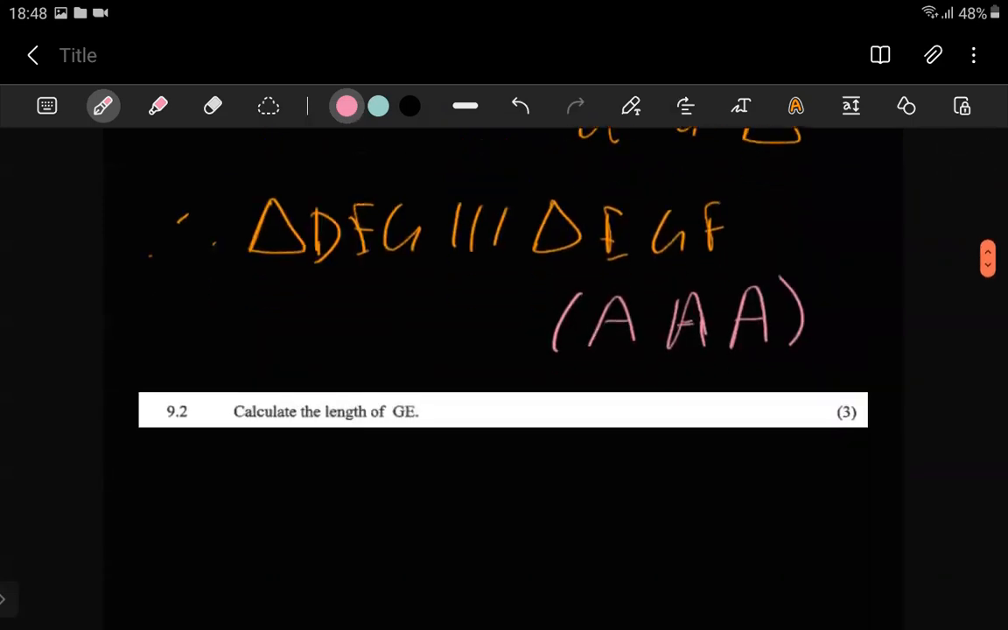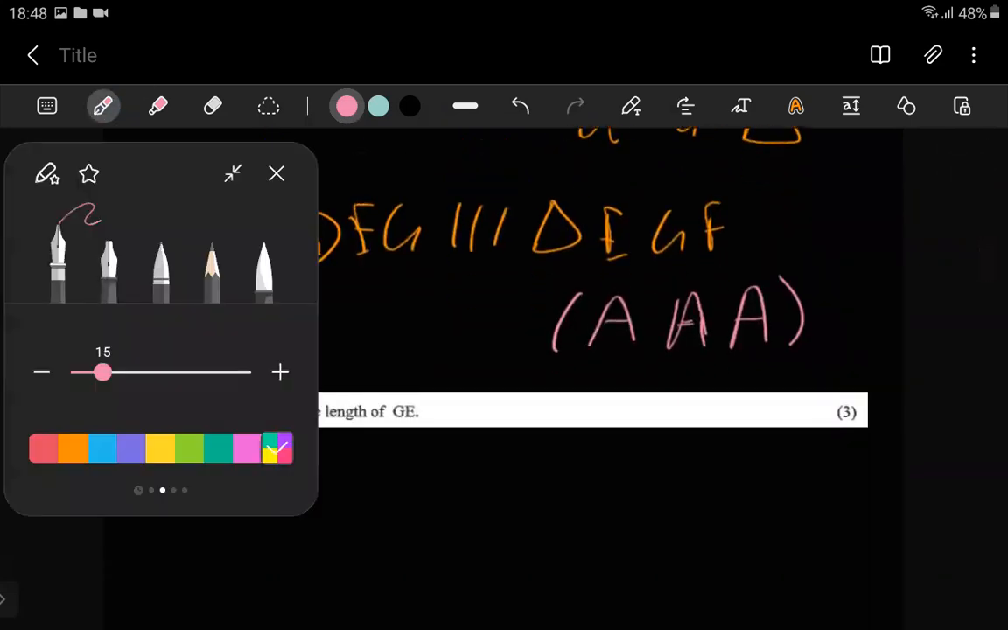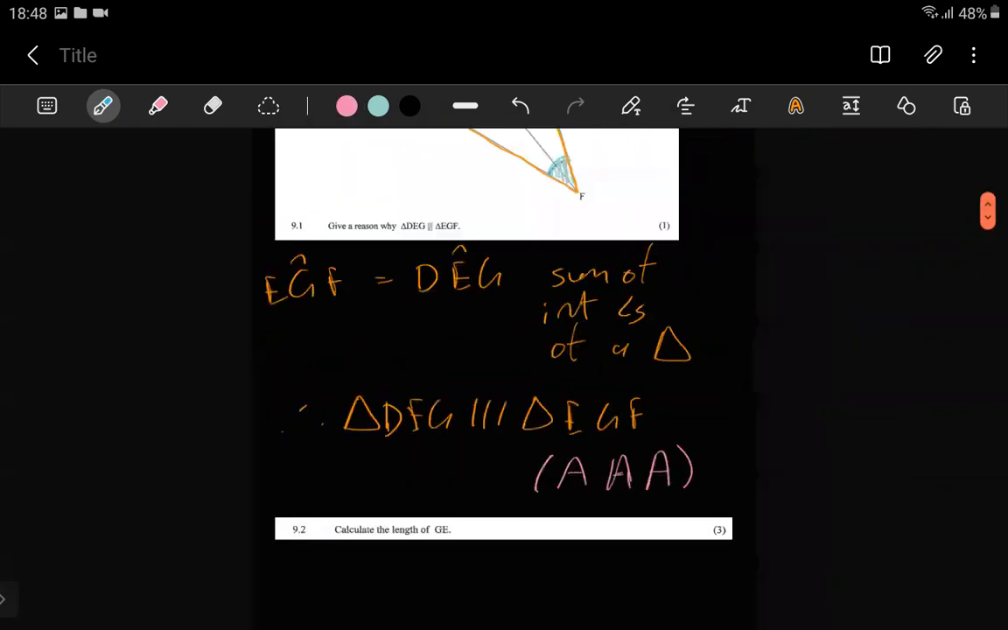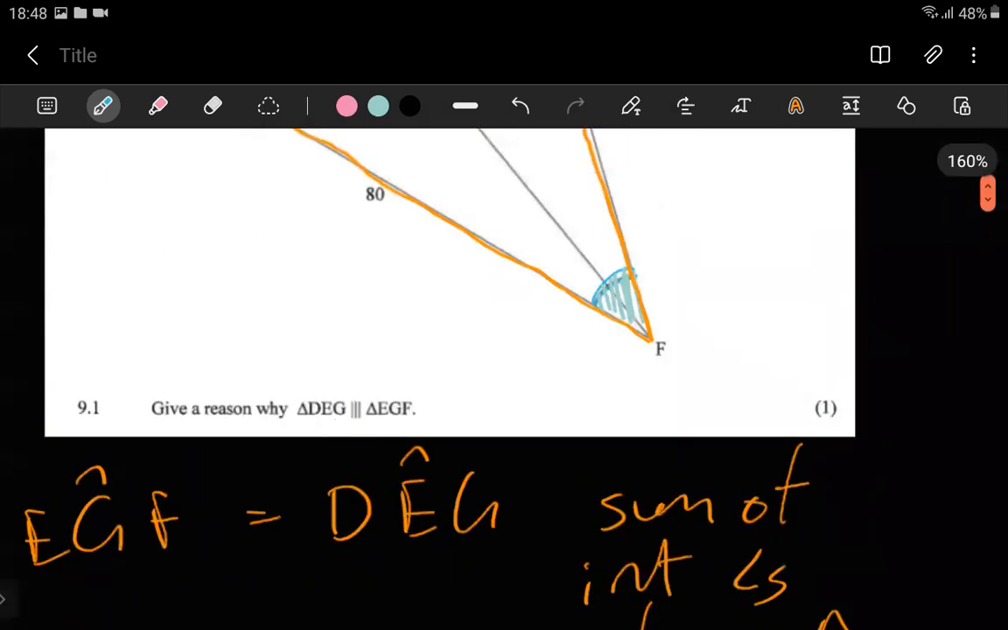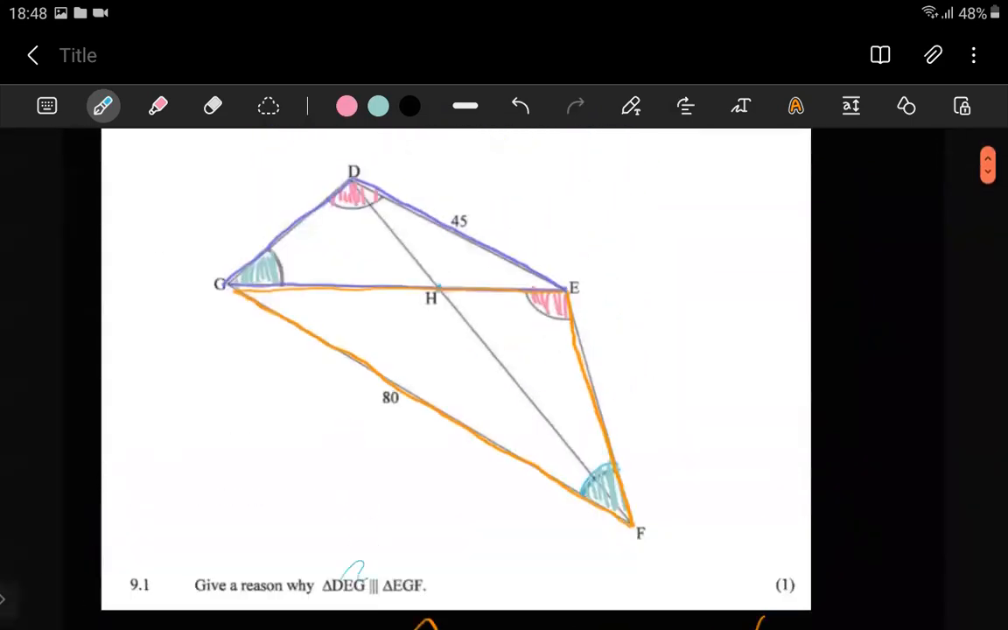But before we can worry about calculating the length of GE, the one thing I can say is, if you have proven similarity, as long as your letters here are corresponding, meaning that the D in this triangle, let's see here, there is DEG, and there's EGF. The angle D in this triangle is equal to the E in this triangle. That's what we should see. But let's just look at it again. DEG, and then you have EGF.